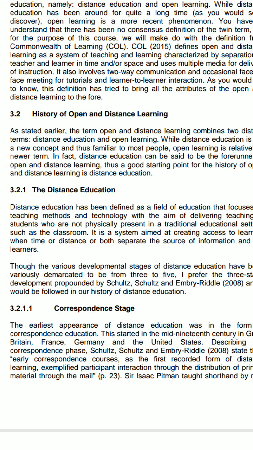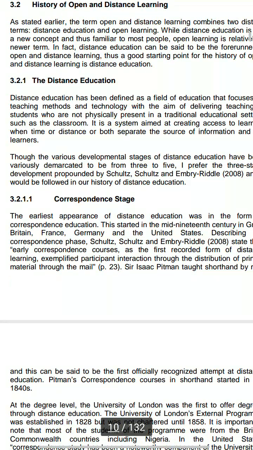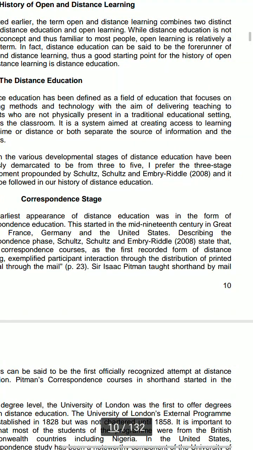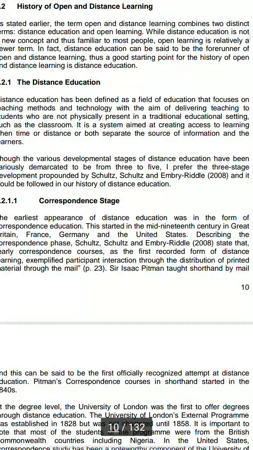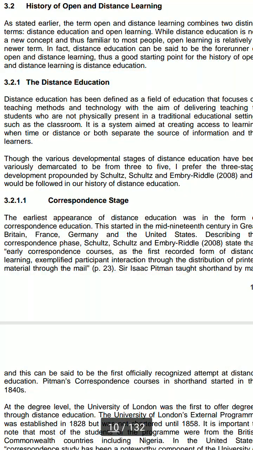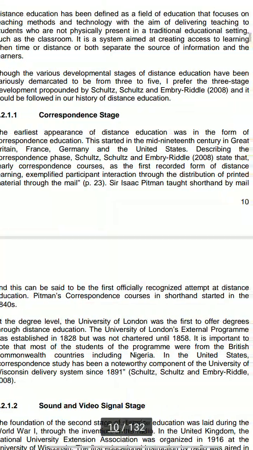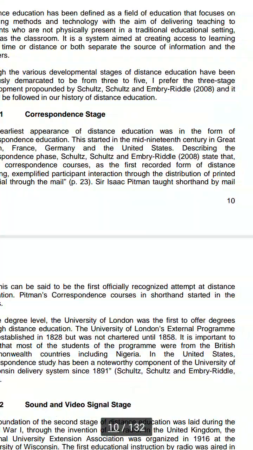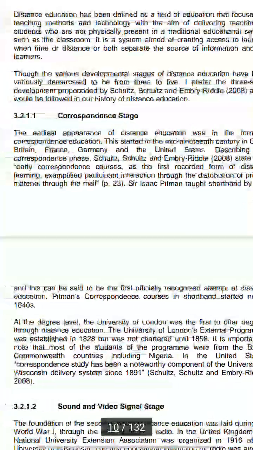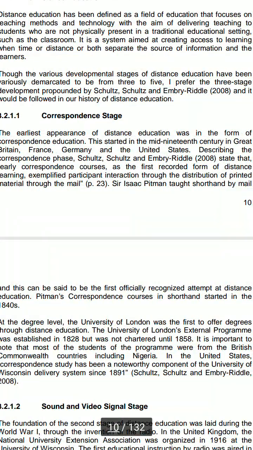The first one is distance education. Distance education is defined as a field of education that focuses on teaching methods and technology with the aim of delivering teaching to students who are not physically present. Then we have the correspondence stage. The earliest appearance of distance education was in the form of correspondence education. This started in the mid 19th century in Great Britain.